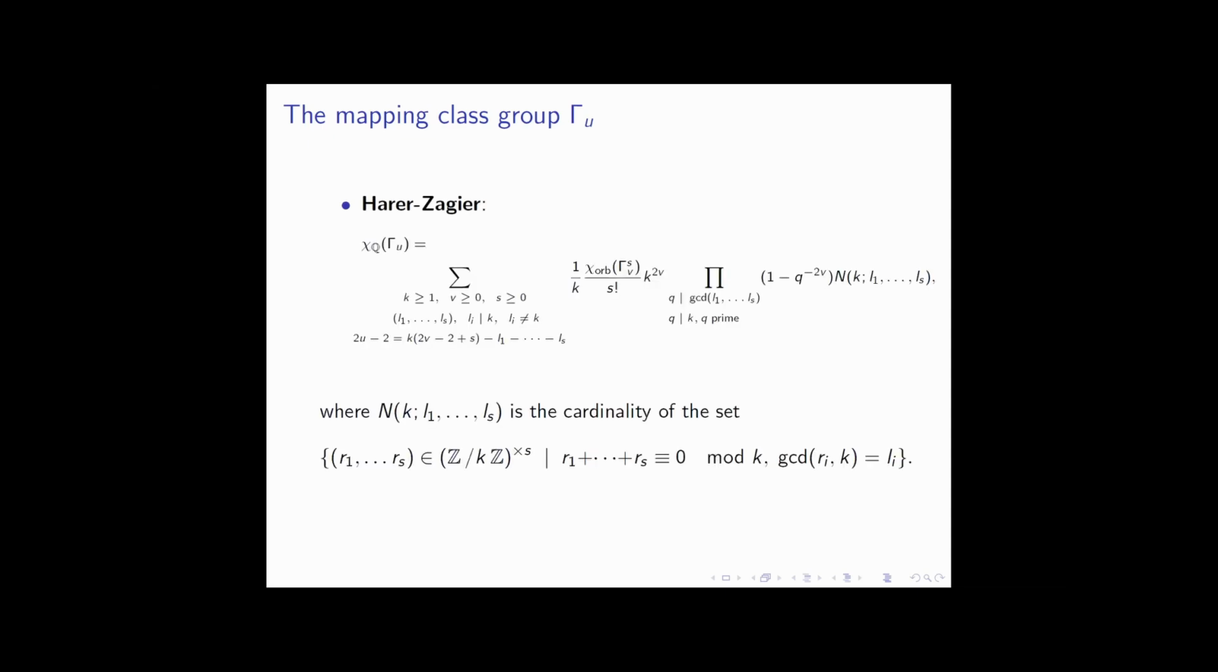Well, Harer-Zagier, this is what they did. It's good that you can see this formula. I'm not expecting you to understand this formula now, but I will at least give an idea. What Harer-Zagier did was compute the usual rational cohomology Euler characteristic of the mapping class group. And it's this huge formula where you have this n as well, which is the cardinality of this kind of funny set. If you really compute this, it involves some Möbius functions and Euler's functions, and it's a big formula.